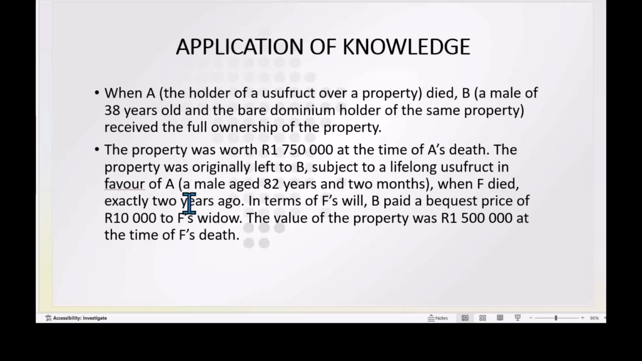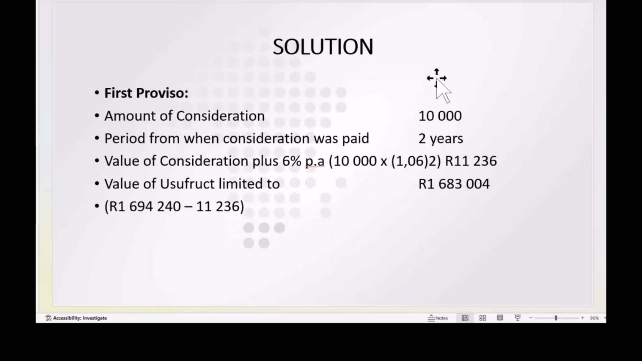2 years ago, right? So we need to take the 10,000 rand multiplied by the 6% per year, but compounded annually. So when we do our calculation, we need to make sure that we compound the interest per annum for the 2 years. So for us to calculate it, we would take the 10,000 rand. The period was 2 years. And then we would take the 10,000 multiplied by 1.06 to the power of 2, because it's compounded annually and we had it for the 2 years. And that would give us an amount of 11,236 rand.